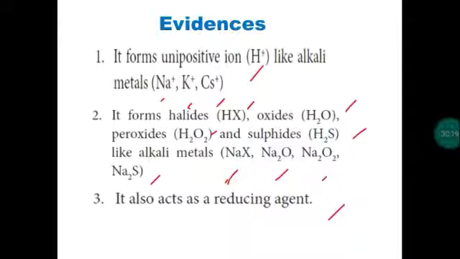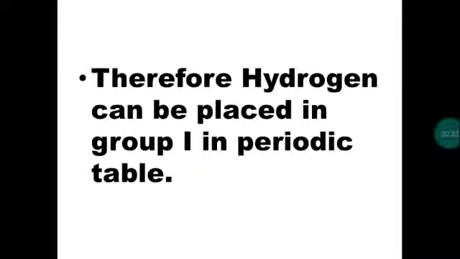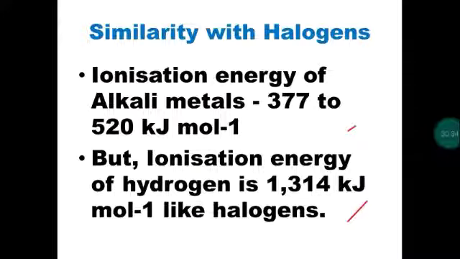Hydrogen forms cations like alkali metals. Hydrogen forms different types of compounds like halides, oxides, peroxides, sulfides like alkali metals. Hydrogen behaves as a reducing agent like alkali metals, so hydrogen can be placed in group number 1.